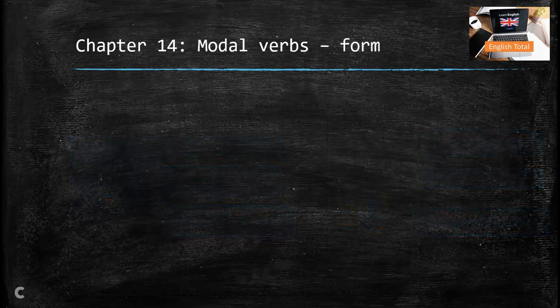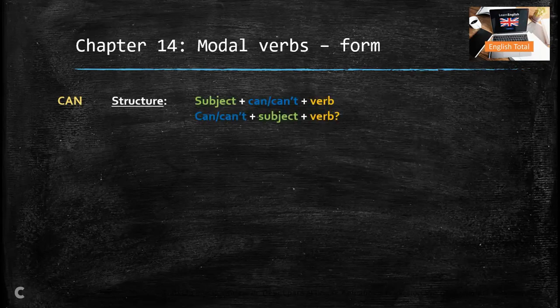Okay then, let's have a look at the ways in which we can use modal verbs. We're going to start by looking at the verb can. This is the structure for sentences with the modal verb can. As you can see, there's the subject followed by can or can't if the sentence is negative, and the verb in infinitive form. To form a question, start with the verb can, followed by the subject, and then the verb in infinitive form.